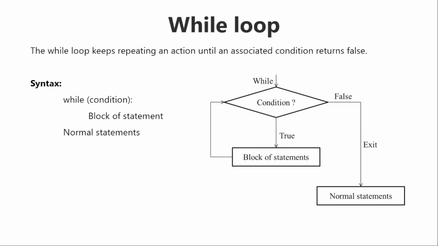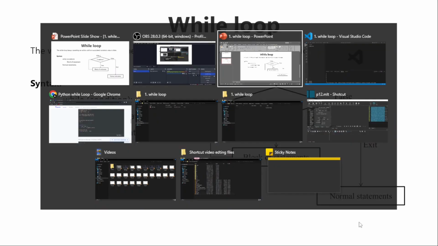If you look into the flowchart, on evaluating the while condition, if it is true, the block of statements will be executed, or if it is false, it will exit and print the normal statements. So this is the exact while loop. Now let us move on to the code editor and have a look at how exactly the while loop works.